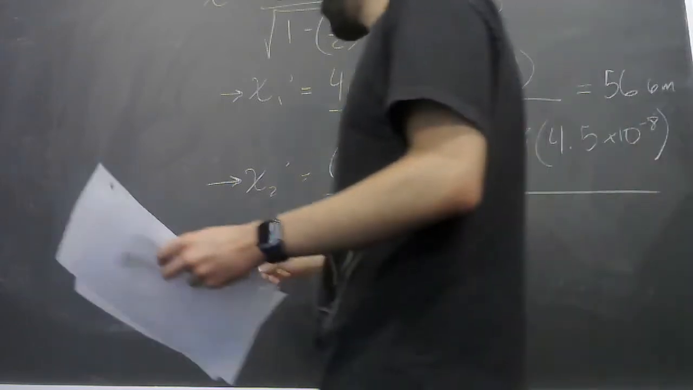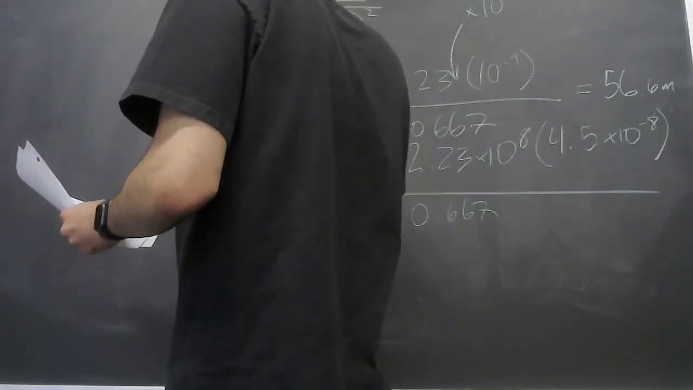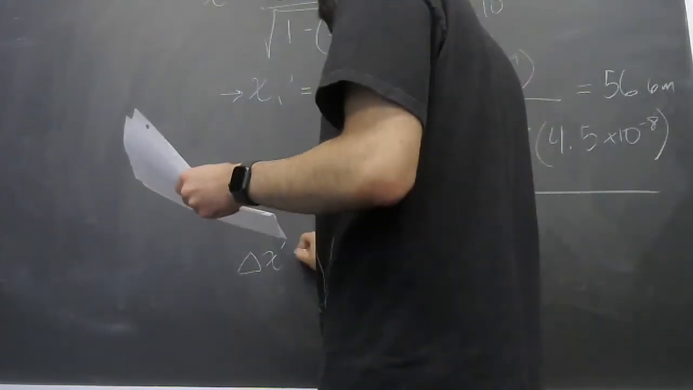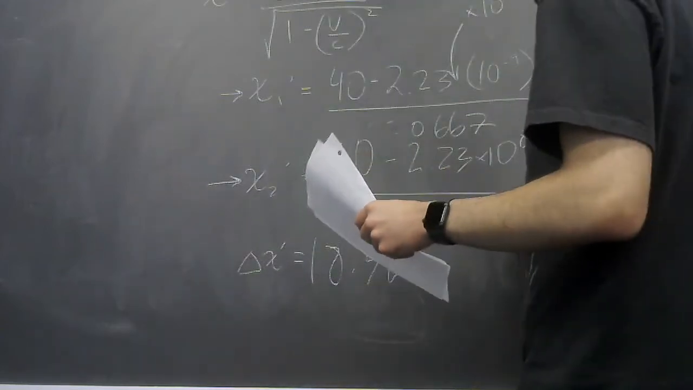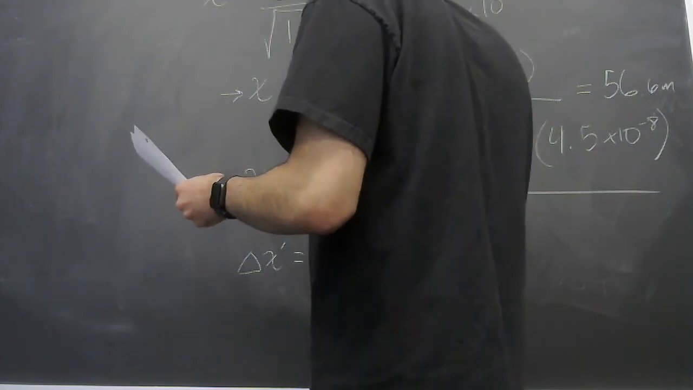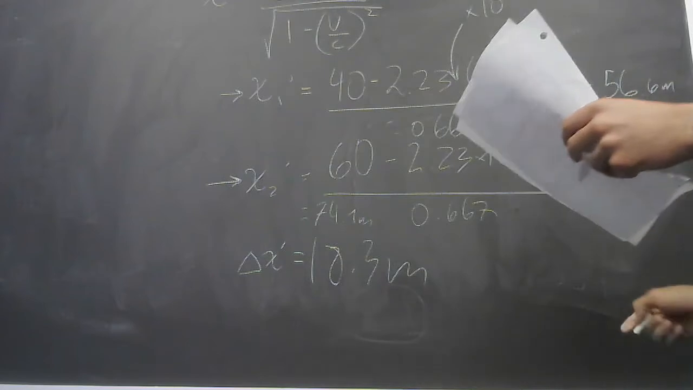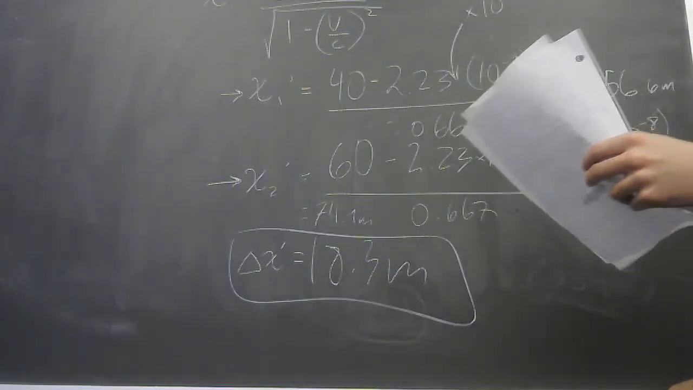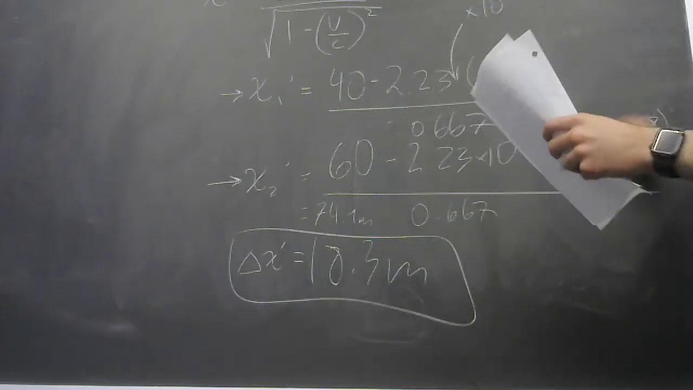So we're not done here. Now we need to find the delta x prime, where that equals x2 prime minus x1 prime, and that whole thing equals 18.3 meters, right? Oh, I forgot to say what this is equal to. So x2 prime equals 74.9 meters. Yes, 74.9 minus 56.6, and that will come out to be 18.3 meters. Okay, so that is part B, or part 2.